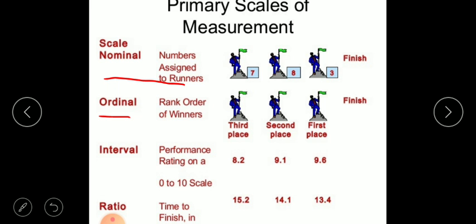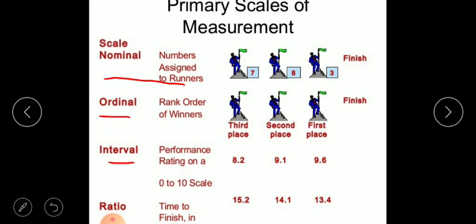Ordinal scale. Now suppose after finishing the race, you have first place, second place, and third place. This means that the first place person was faster than the second place person, and the second place person was faster than the third place. So this data has a little more meaning compared to the nominal data we had.